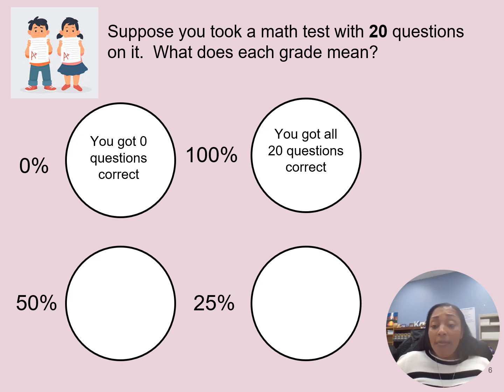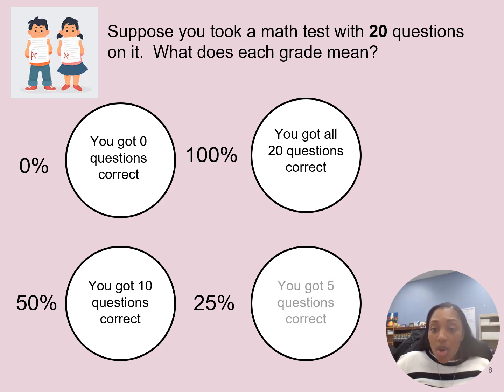And then someone who got a 50% would be half, so if there are 20 questions on the test, that means this person got 10 questions correct. And then the last one, 25%, means a fourth or a quarter. And so if there are 20 questions, well, then a fourth of 20 is 5. So in each of these situations, these percentages represented a portion or a piece of the test. 0% means none. 100% means you got all of it, but 50% means you only have half a piece.